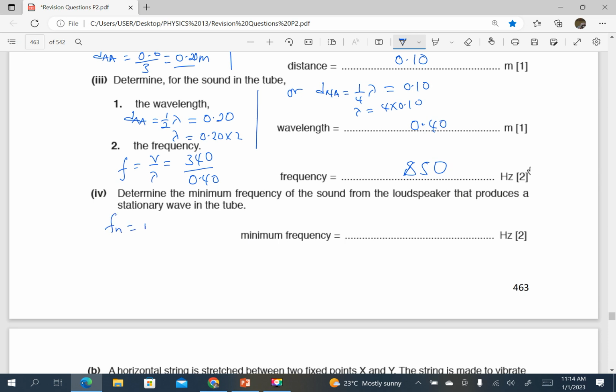We know that Fn is equal to n times F naught. We have actually got the third harmonic. So F3, which is 850, is equal to 3 times F naught. So F naught is equal to 850 divided by 3, which is 283, approximately 280 hertz.